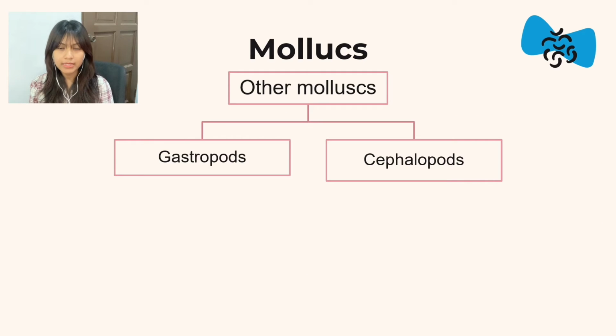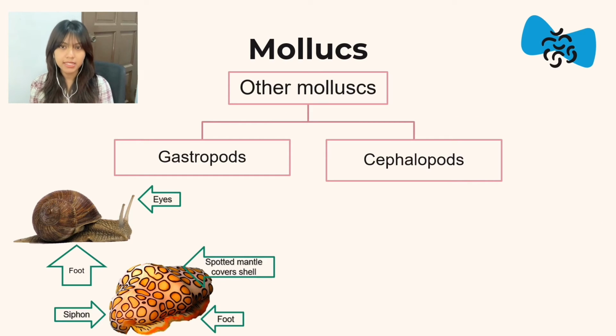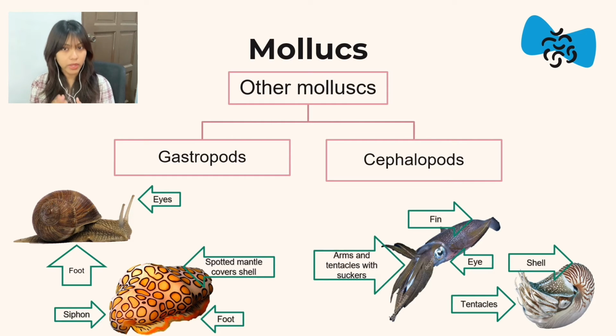Other types of mollusks are gastropods, which is the largest class of mollusks. They have an elongated and flattened foot and also a shell that covers the visceral mass. Next, cephalopods. They can grow up to 20 meters and they have tentacles that help them capture their prey.